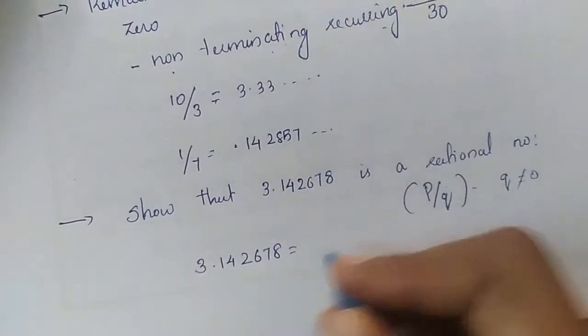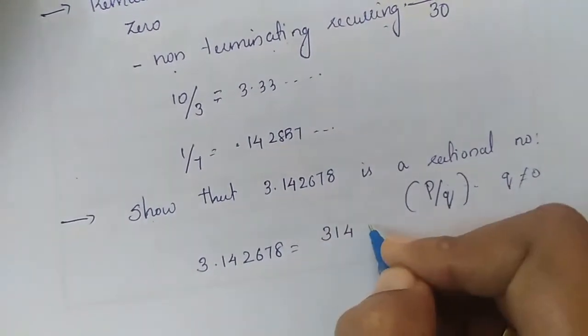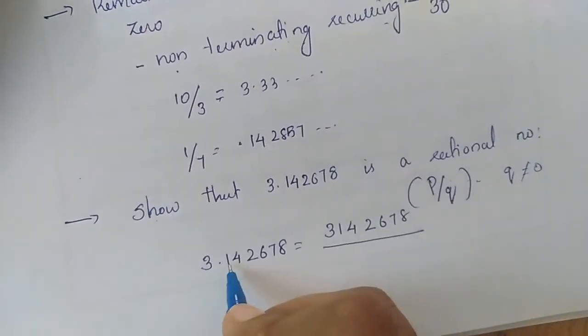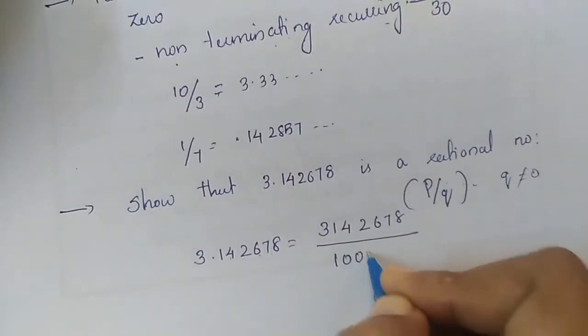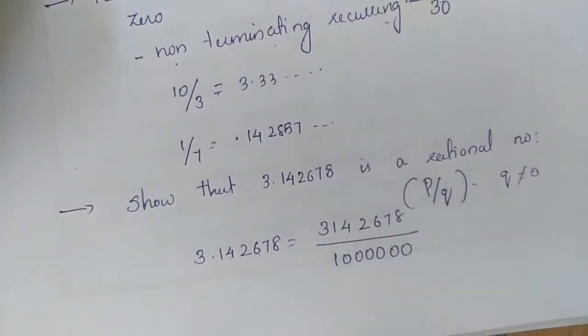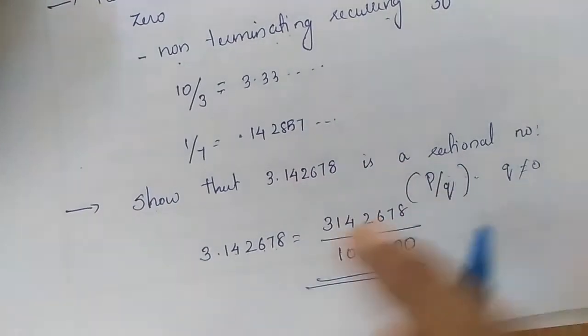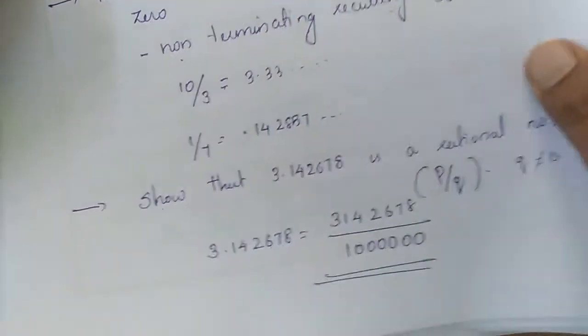The number is 3.142678. We can represent it in the form of P by Q like this: 3142678 over 1000000. Here the decimal places are 1, 2, 3, 4, 5, 6. When dividing by this number, we get 3.142678. This is the rational expression, or P by Q expression, of this number. The previous one was a simple, easy question.